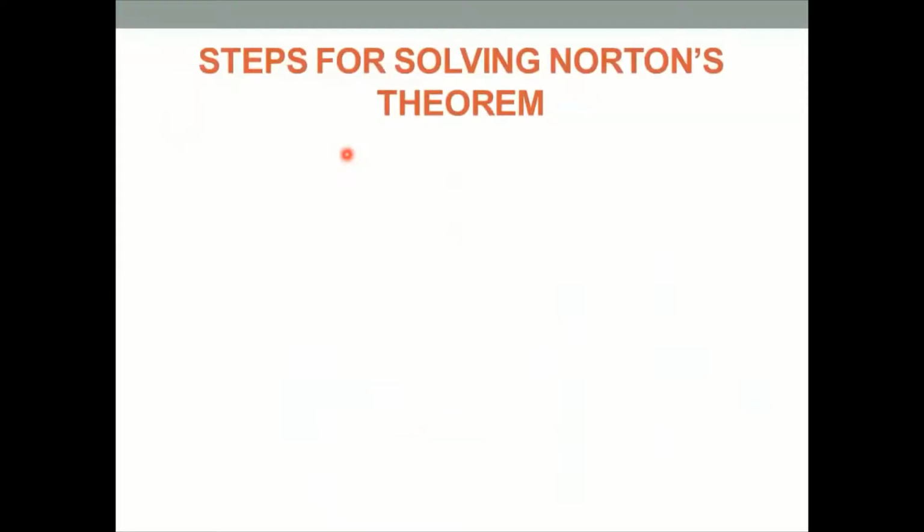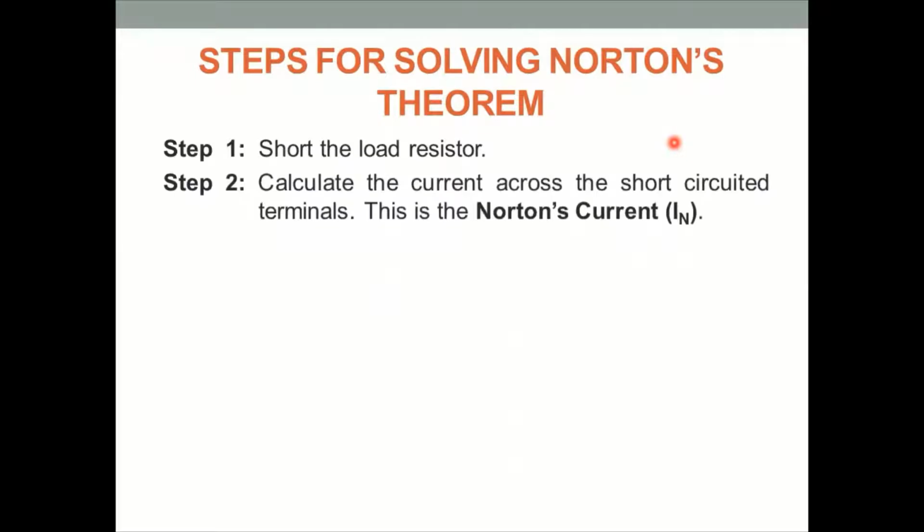Next, we are going to see the steps for solving Norton's theorem. Our first step is we are going to short the load resistor. Our second step is we are going to calculate the current across the short circuited terminals. That current we are going to call the Norton's current.